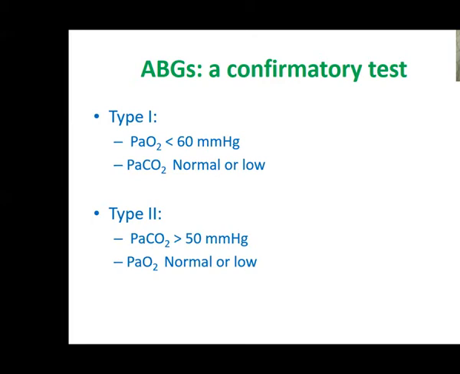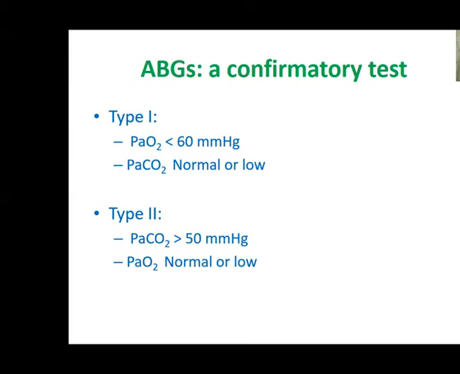So type 1 respiratory failure is when the partial pressure of oxygen is less than 60 millimeter of mercury at room air, when you are breathing room air. Carbon dioxide will be normal or low. Type 2 respiratory failure, carbon dioxide is greater than 45. Either it's written 50, but usually even above 45 is taken as type 2 respiratory failure.